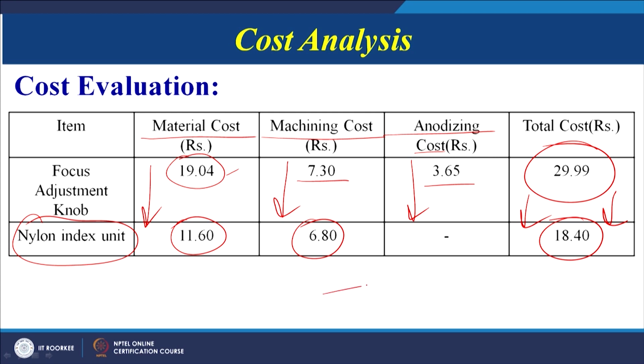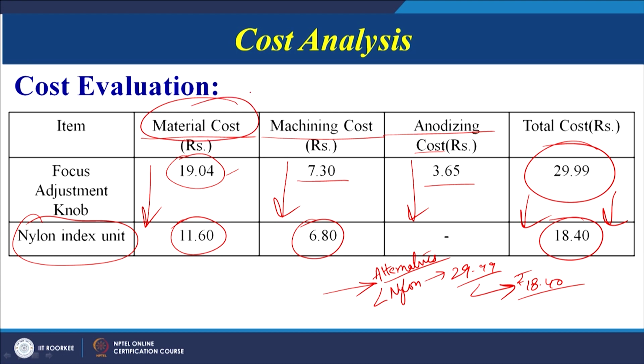With this case study, what we can see is that once we have developed a large number of alternatives and orient our thinking with them, one alternative that we have taken is the nylon index unit, through which we were able to change the price from 29.99 to 18.40. So there is approximately 40% reduction in the cost only by changing the material. Why? Because when the material is changing, the machining cost is also changing, and anodizing or further treatment is not required because the material is a polymeric material.